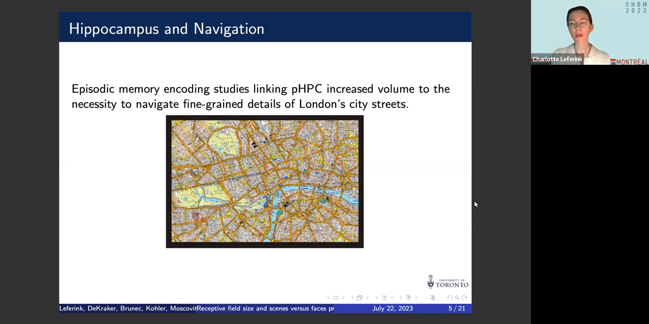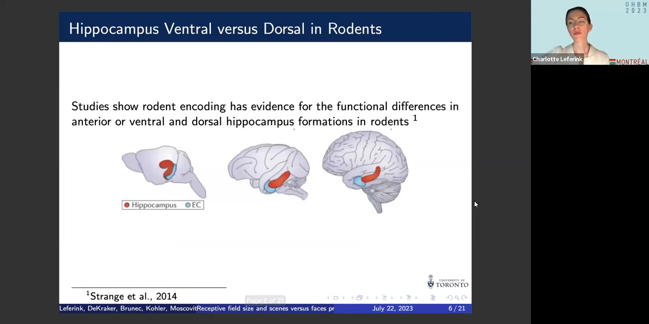And we also know from rodent studies that there are different gradients of resolution within the dorsal versus the ventral hippocampus, which is homologous to the human, shown on the right here. The human posterior hippocampus is homologous to the dorsal, and the anterior is homologous to the ventral in the rat, where the ventral area of the hippocampus in the rodent showed a larger, coarse-grained scale encoding of the spatial environment, whereas the dorsal area showed a more fine-grained representation of the environment.